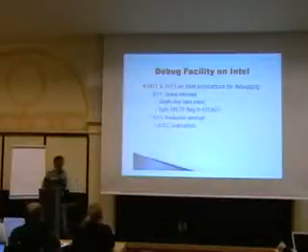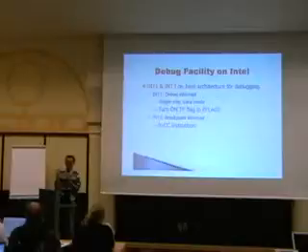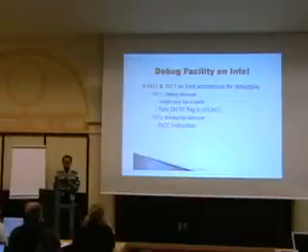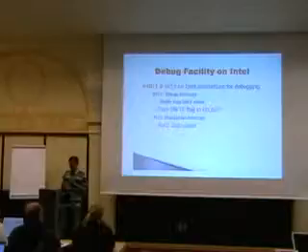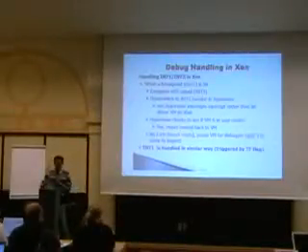The other facility is the breakpoint. Basically, when the program hits the CC instruction, which is the breakpoint instruction, interrupt 3 is triggered, and it notifies the debugger to come and inspect the program. So Intel has 2 interrupts for debugging. Okay, so here's how debugging is handled in Xen.